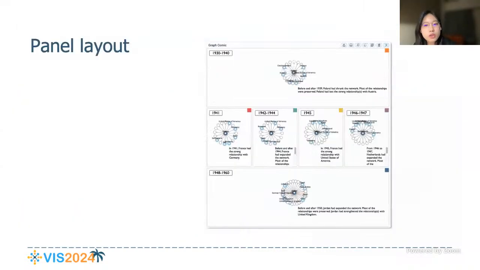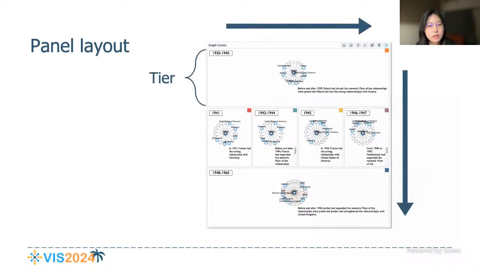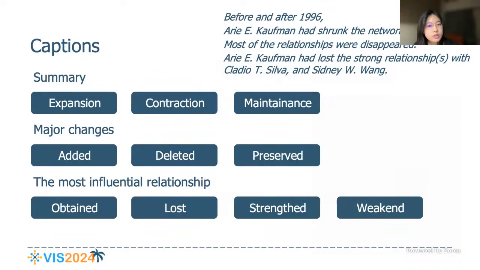Now, let's move on to the design details of the comic template and interactions. The panels are arranged in chronological order from left to right and top to bottom. We determine the number of tiers by taking the square root of the total panels, and each tier is divided into panels based on the time points represented in each panel. Captions are automatically generated and include a summary, major changes, and the most influential relationships. In this example, the caption highlights the network's contraction and the loss of collaboration.